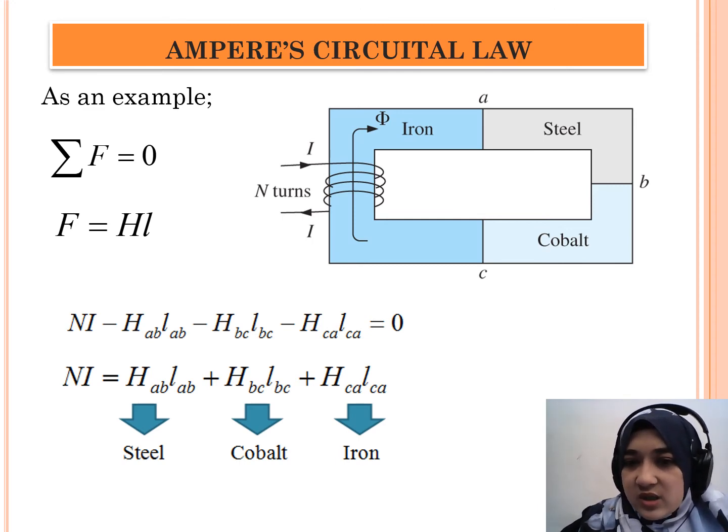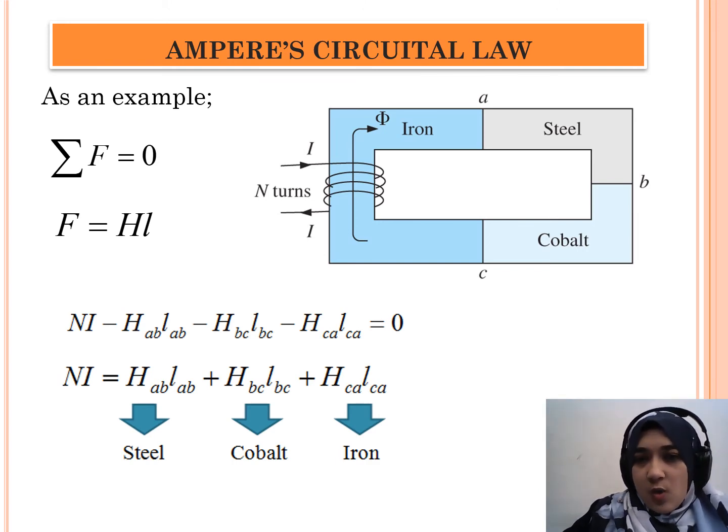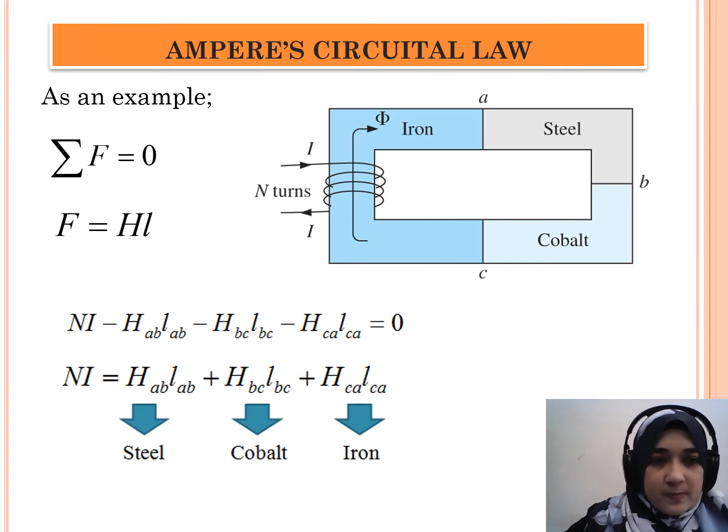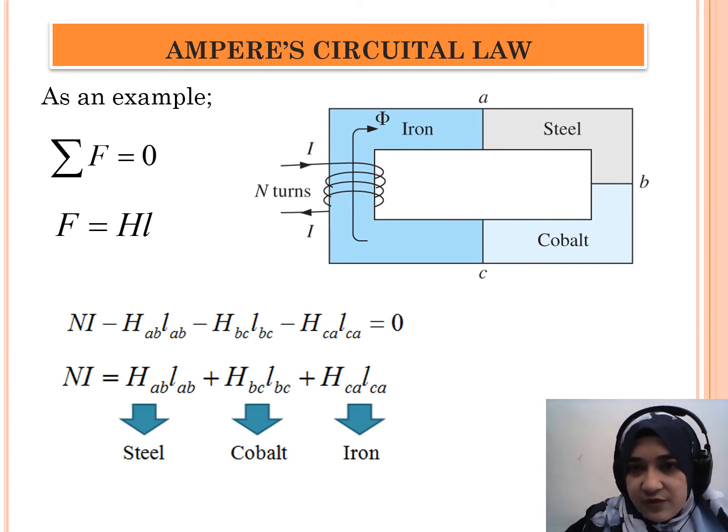However, this has three types of material, so the HL for each type is different. Why different? Because the permeability of each material is different. So for the total, we have to add the three types together. So Ni minus H_AB L_AB, we read AB first, right? But then BC in cobalt and CA in iron: H_AB L_AB plus H_BC L_BC plus H_CA L_CA.